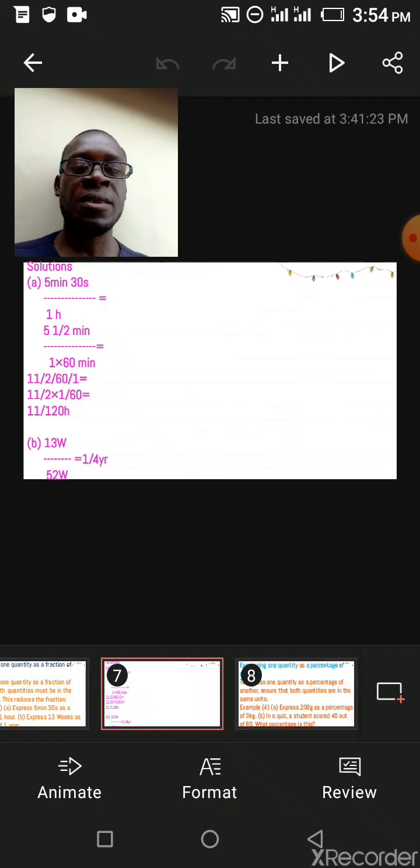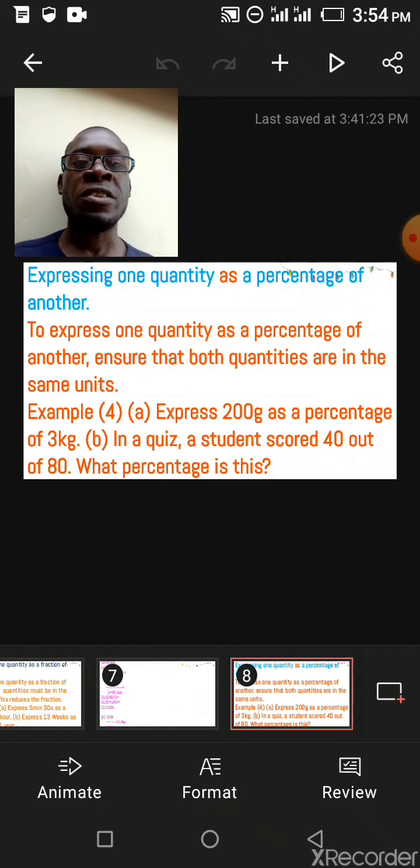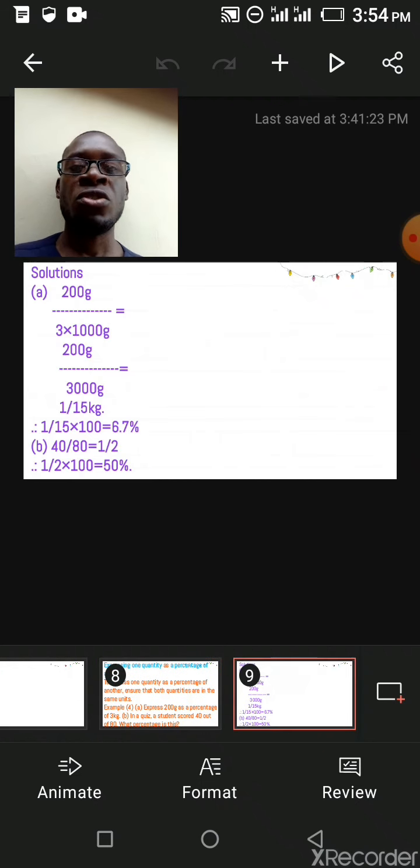Next is expressing one quantity as a percentage of another. To express one quantity as a percentage of another, ensure that both quantities are in the same units. Example 4. A. Express 200 grams as a percentage of 3 kilograms. B. In a quiz, a student scored 40 out of 80. What percentage is this?